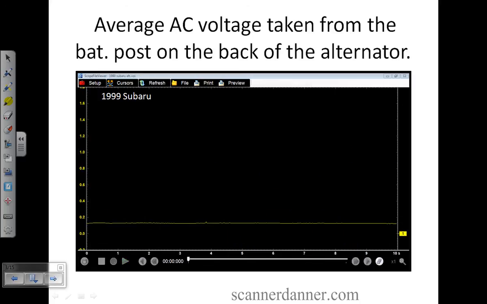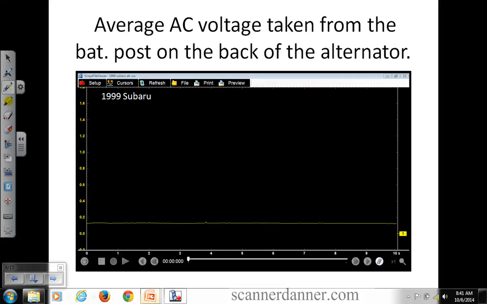Let's keep going. This is a 99 Subaru, just a student's car. I think these were all my students' cars at the time we did this. This is our graphed signal. This is our graphed AC signal. How's that number?